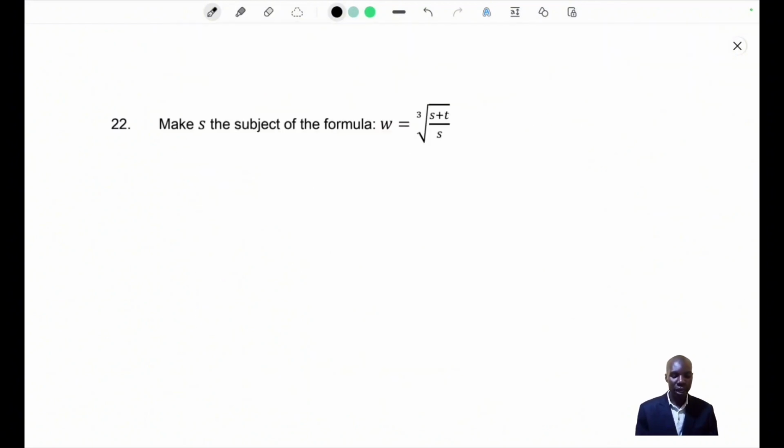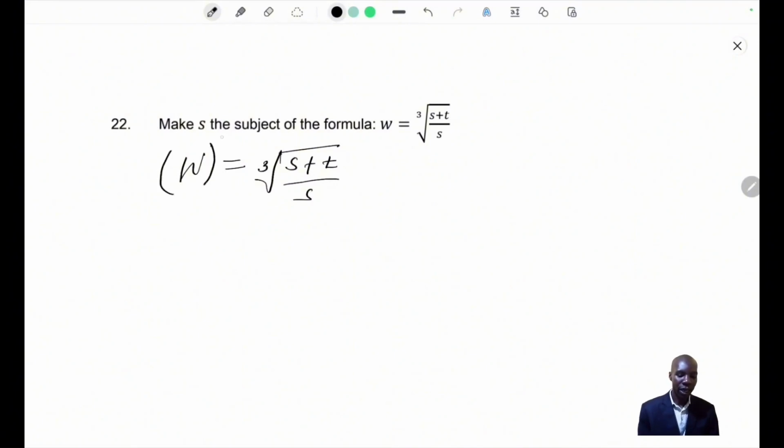Number 22, make s the subject of the formula. W equals the third root of s plus t over s. What we can do is raise both sides to the power 3, because we know that the third root of a number is the same as x to the power 1 over 3.